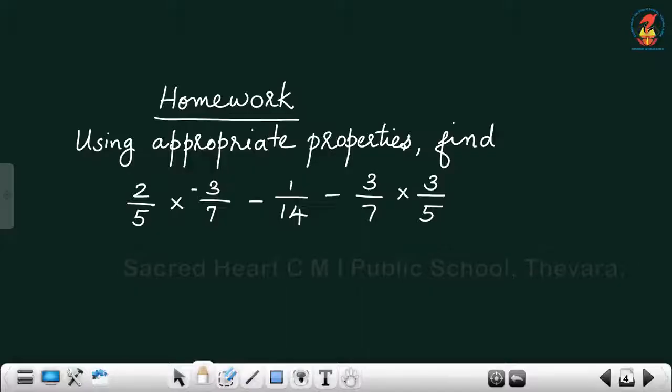Then homework, using appropriate properties find 2 by 5 into negative 3 by 7 minus 1 by 14 minus 3 by 7 into 3 by 5.